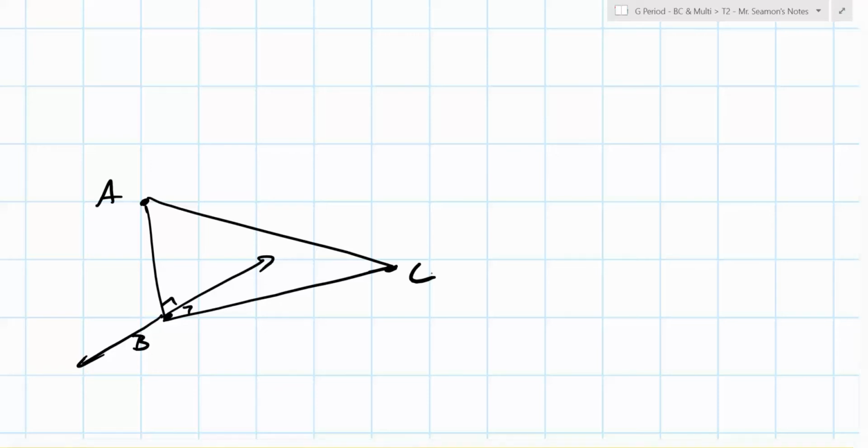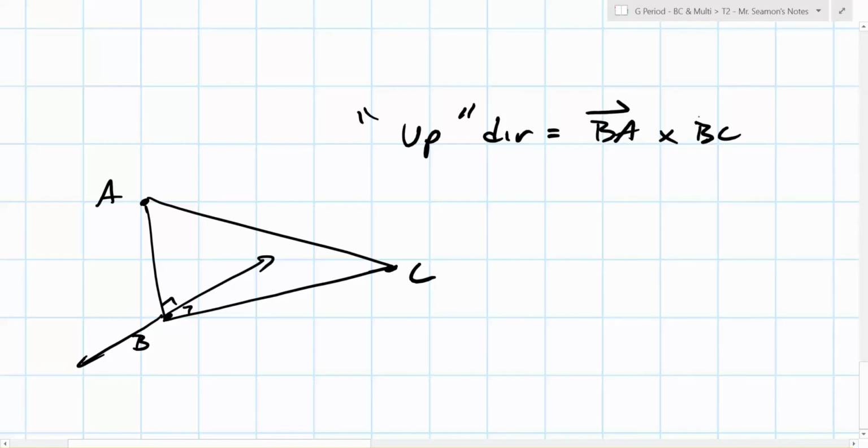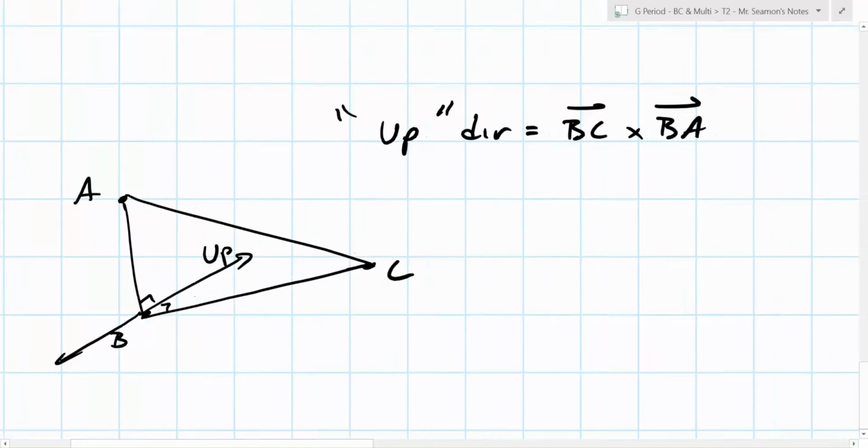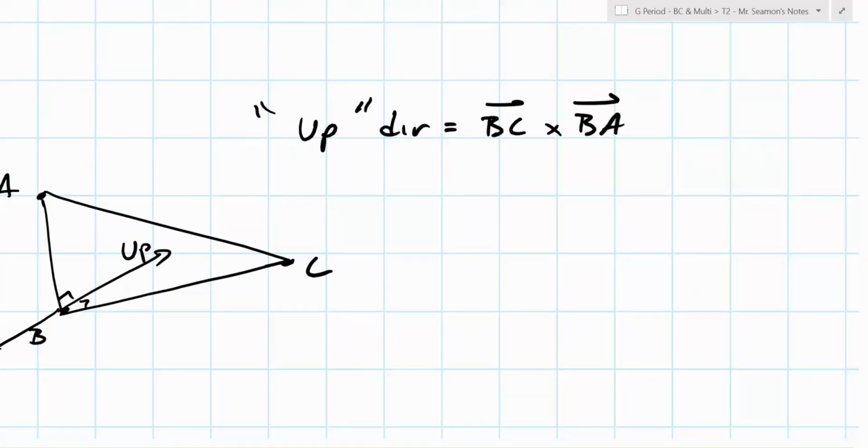So for example, in this diagram right here, what would up be? Up would be the direction, the up direction would equal what? In this case, oh, well, I put it at B, so what would it be? BA cross BC. Oh, and be careful about that though. If we cross BA then BC, would that be up? If this is up right here, if that direction is up right there, that's down, right? So what would we really need to do? BC cross BA.